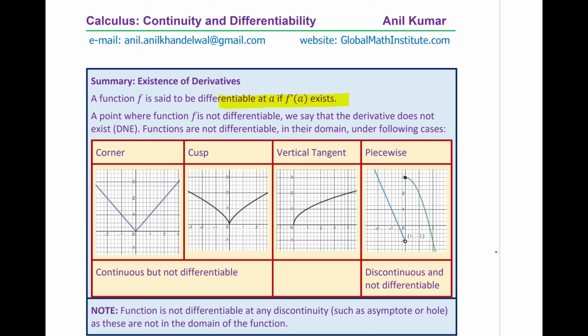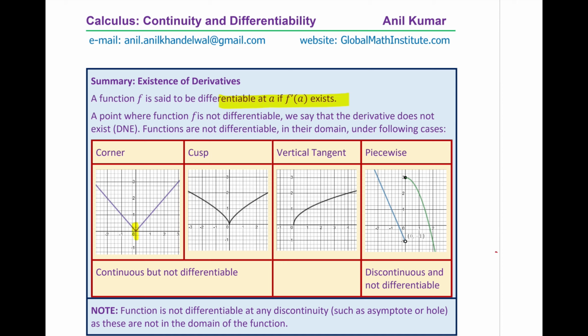Now, a point where the function f is not differentiable, we can say that the derivative does not exist. Functions are not differentiable in their domain under the following cases. So we have a couple of cases here which will give you an idea of when a function is not differentiable.